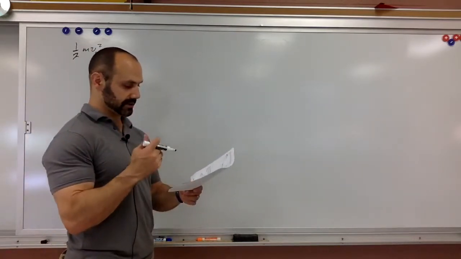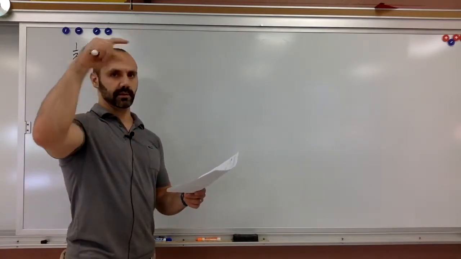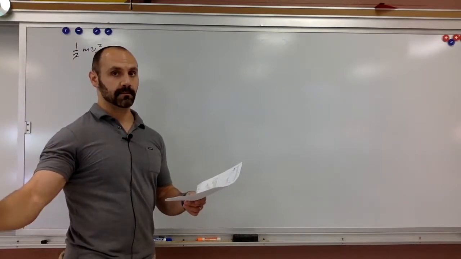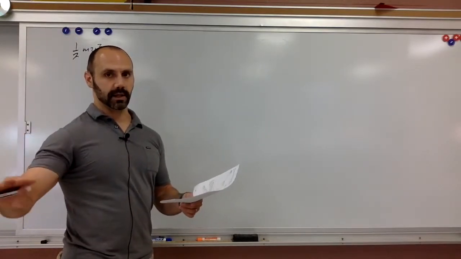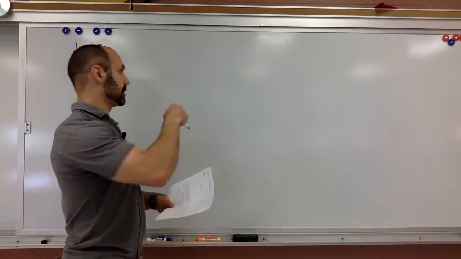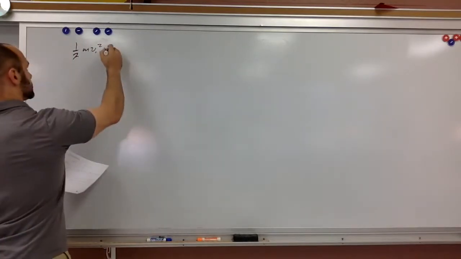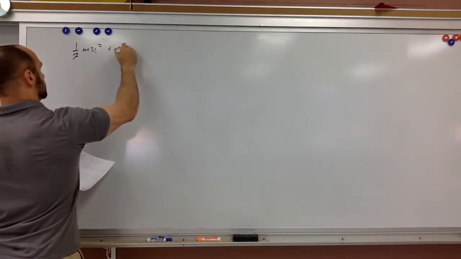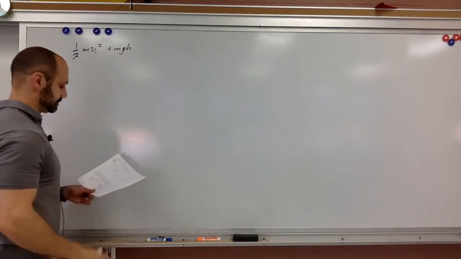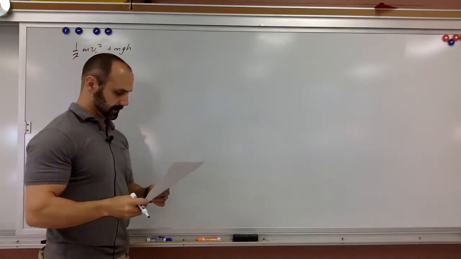Well, if we look at the heights, we see that the first hill is 4 meters up, but the last hill is 6 meters down. So I'm going to use that bottom height as my datum. That means we're starting off at a height of 2 meters. So plus mgh. Okay.